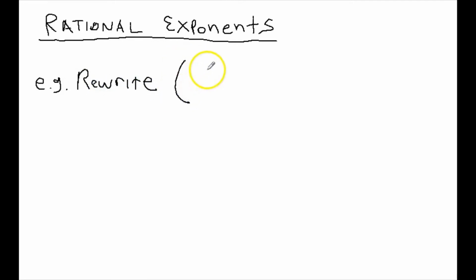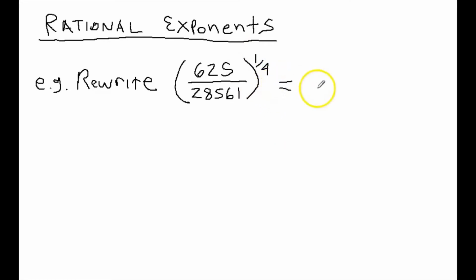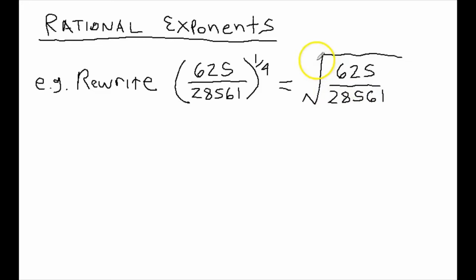Rewrite the expression, let me say 625 over 28,561 to the 1/4 power. Okay, when I say rewrite, I mean rewrite it with a radical. So this is actually the same thing as I've got what looks like a square root symbol here. But it's actually not square root, it's fourth root. This denominator tells me that the index is going to be 4.